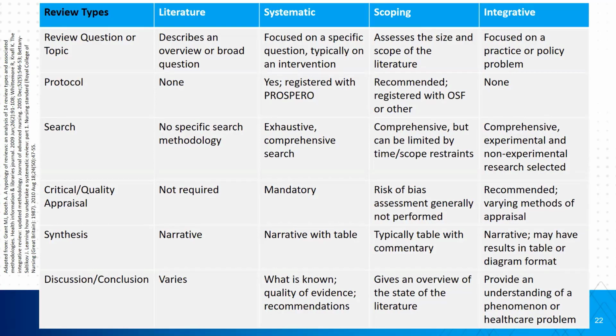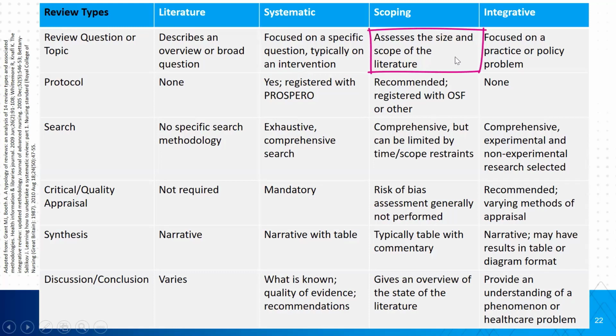Here is basically a table of how these review types compare to one another. Just as a quick overview, literature reviews describe an overview or a broad question. Typically, they can look at a specific question, but often they're describing an overview. Systematic reviews are always focused on a specific question, typically on an intervention.